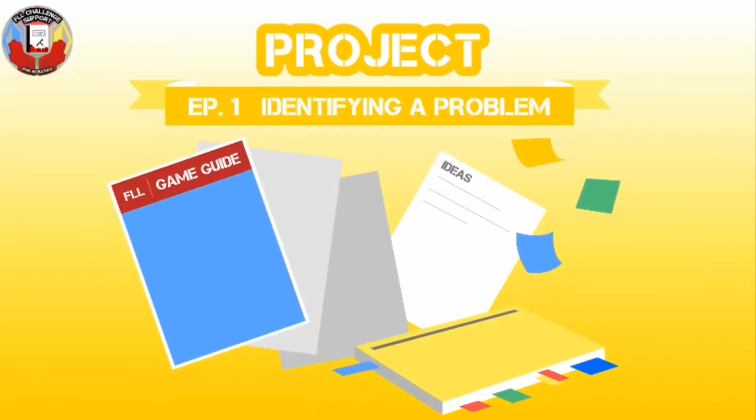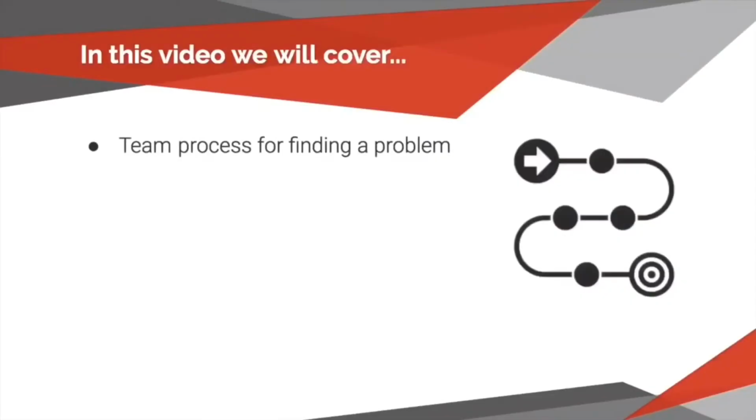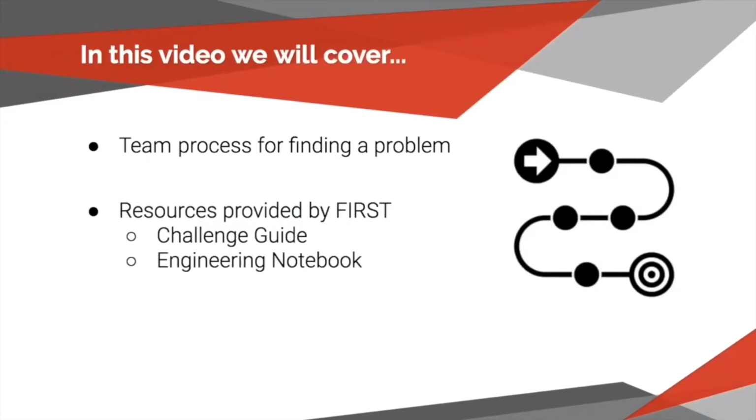In this video, we'll be guiding you through a process of identifying a project idea. We will cover how your team should tackle the process of identifying a problem for your project. We will provide you a 7-step process. Then, we will go through the 2 useful resources provided by FIRST to help you during the season. These resources include the Challenge Guide and the Engineering Notebook.